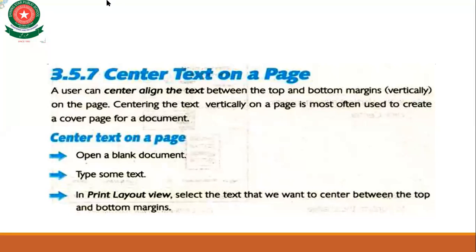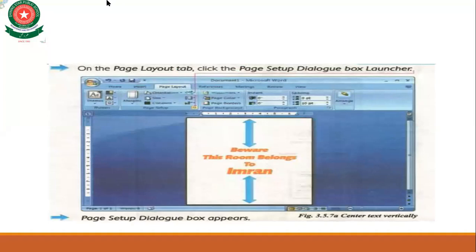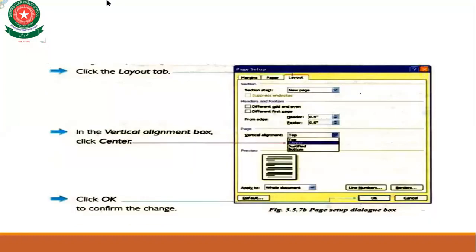Now, center text on a page. Open a blank document and type some text. Now in the print layout view, select the text that we want to center between the top and bottom margins. Then on the page layout tab, click the page setup dialog box launcher. The page setup dialog box appears. Now click the layout tab. In the vertical alignment box, click center. Then click OK to confirm the change.